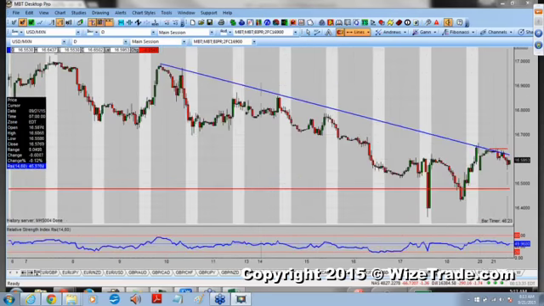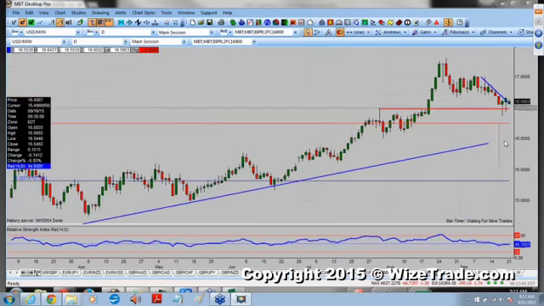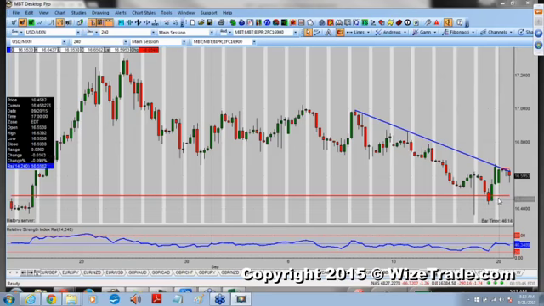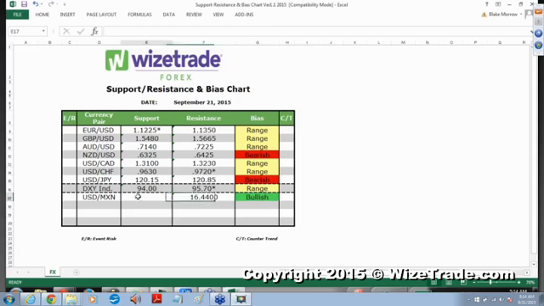I don't care what anybody says, that's extremely bullish. 1643. Looking at all these levels right through here. So any dip down to 1643 is going to be support.